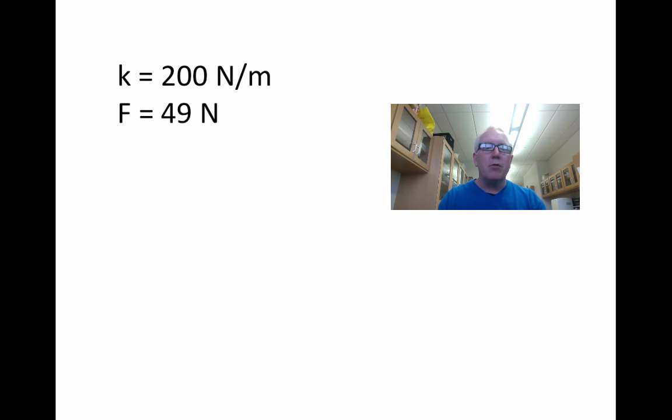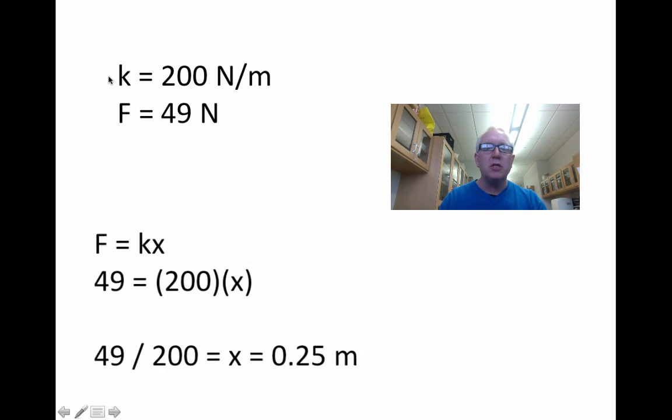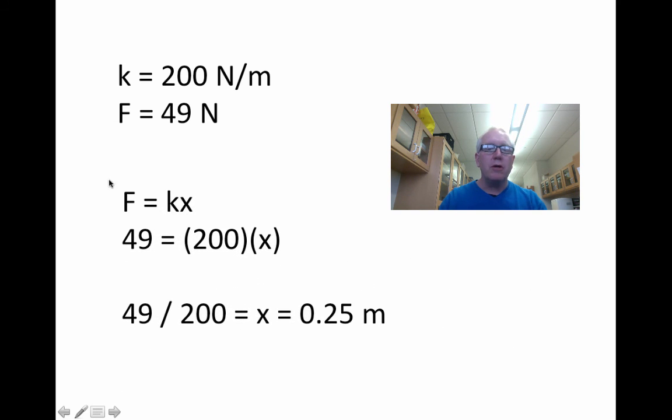Now we're ready to solve the problem. Here's our information. We've now got the correct force, we've got the spring constant, and here's our solution. F is equal to kx. So by plugging in the numbers and dividing off the 200 from both sides to get x by itself, we get our answer of 0.25 meters.